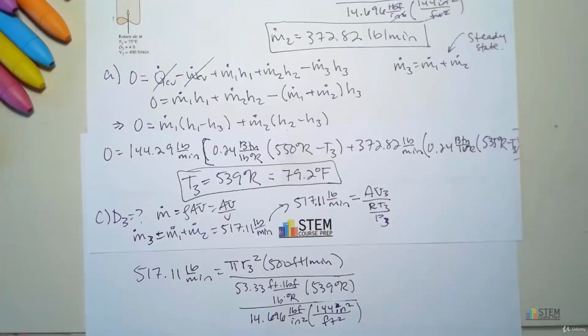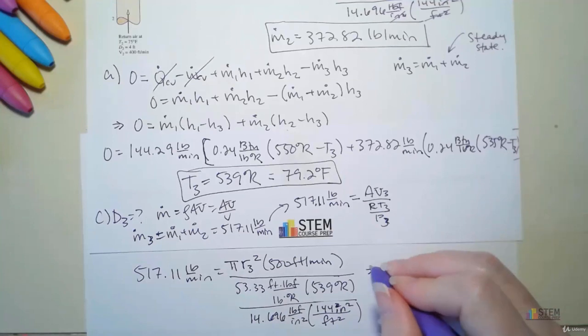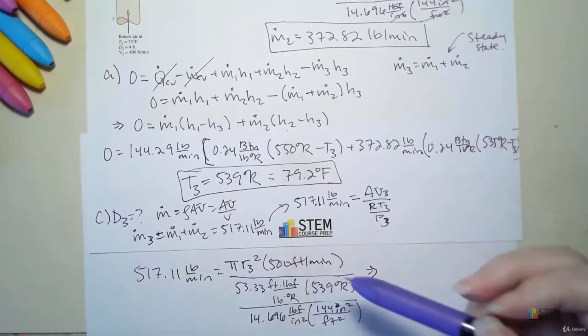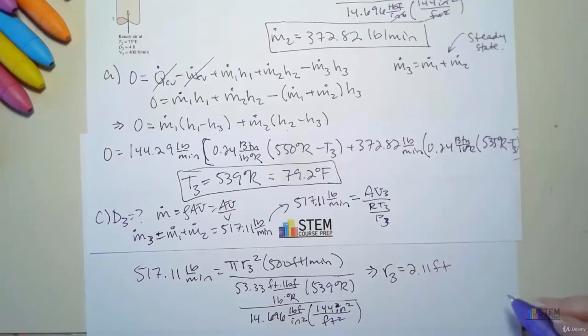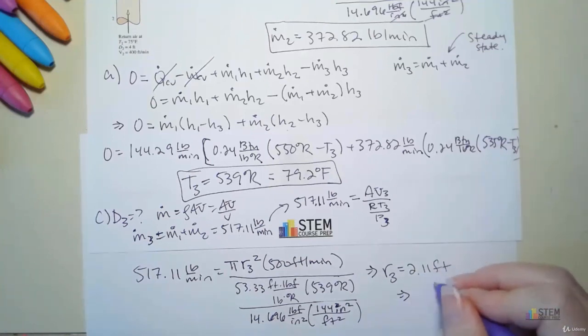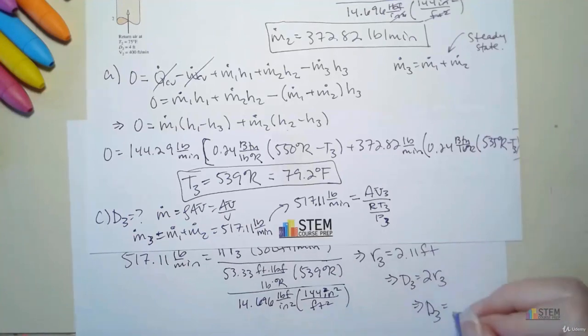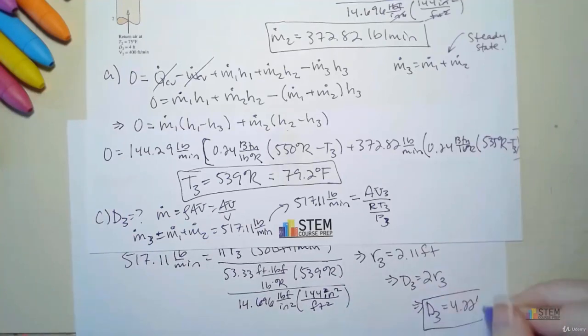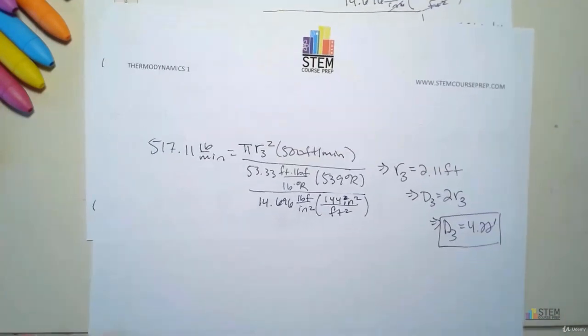Now, if you go through and then do all the units and everything, you will see that they all work out to where when you solve for R3, you get feet. So what you're going to do is solve for this R3 value, which is your radius. You'll get 2.11 feet. We want diameter, so just take this, multiply by 2. And then you'll get your diameter is 4.22 feet. Okay, so that is what it will look like.